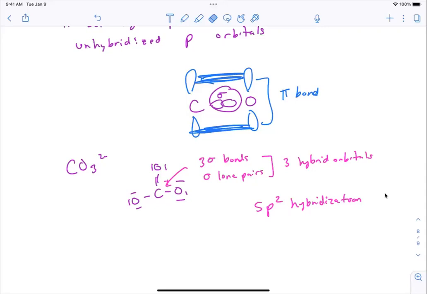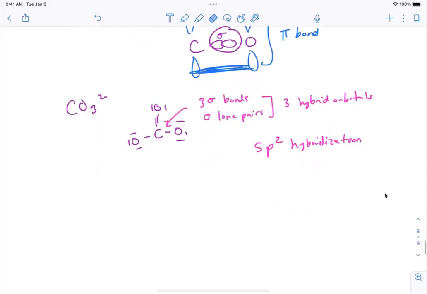No, what you want to think about is that one of the p orbitals is staying by itself to allow for double bonding, and the other 3 form hybrid orbitals. So this is sp2 right here. And the 4th electron is what's causing the double bond between the oxygen and the carbon.